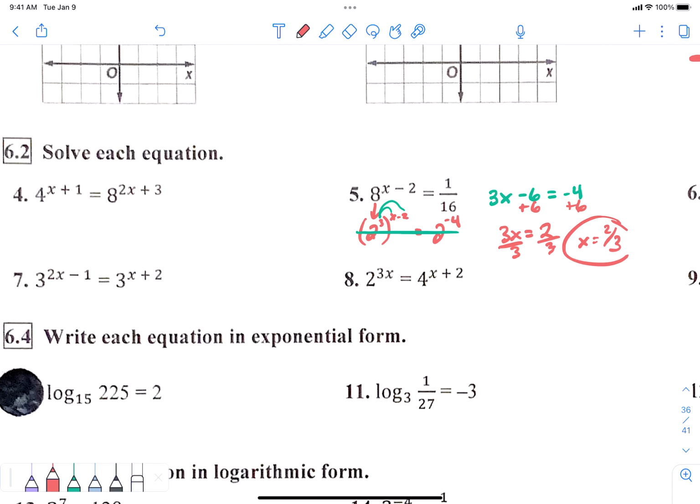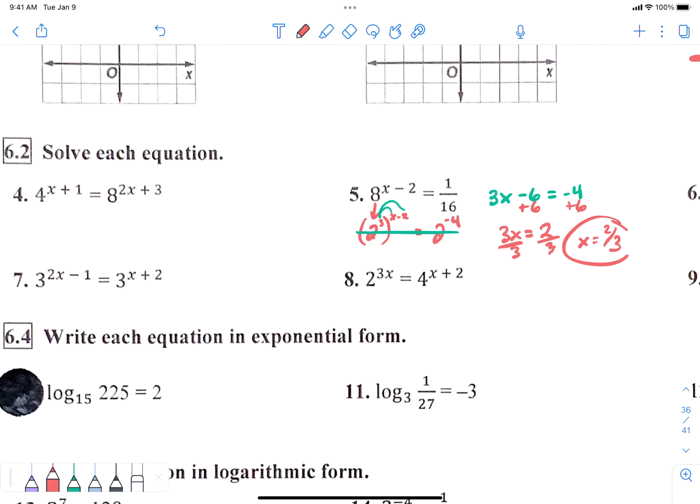8 is 2 to the third. And then we have 2x plus 3. Now we cross off the 2s. Now we distribute this. 2x plus... multiply 2. 2 equals 6x... oh, no, it's 9.